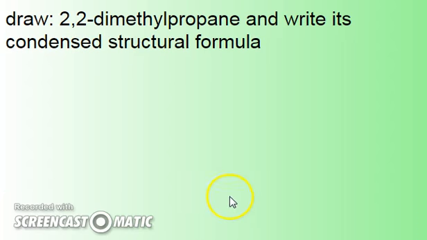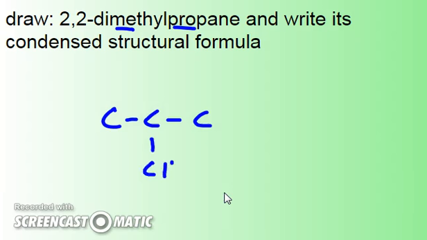So before we move on here, I've got a question for you. It says, draw 2,2-dimethylpropane and write its condensed structural formula. So this is actually an isomer of butane because there's going to be a total of 4 carbons. I know that because methyl contains 1 carbon and propane contains 3 carbons. And so if I start from the end, I've got 3 carbons on here for my propane. The 2,2-dimethyl means there's a CH3 group off of the second one, and there's 2 of them. So there's 1 off each side.